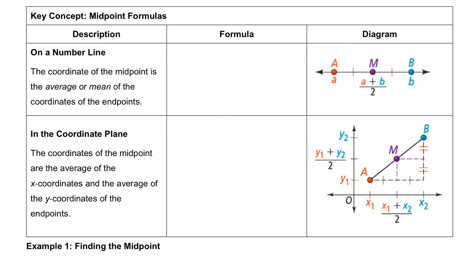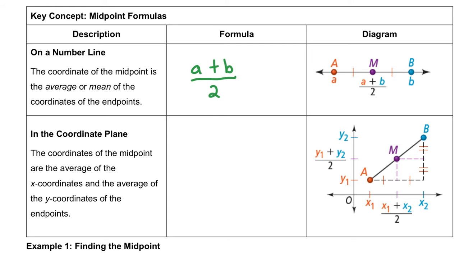So the midpoint formula is described as the coordinate of the midpoint is the average or the mean of the coordinates of the endpoints. So to find the midpoint, just on a number line, is pretty simple. It's the average of the two coordinates. If the coordinates are a and b, you take a plus b, you divide that by 2. So it's pretty straightforward. It's just the average.